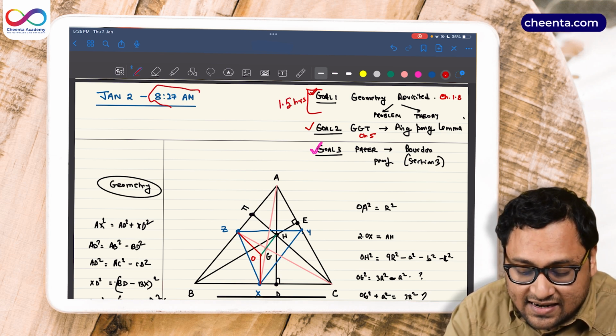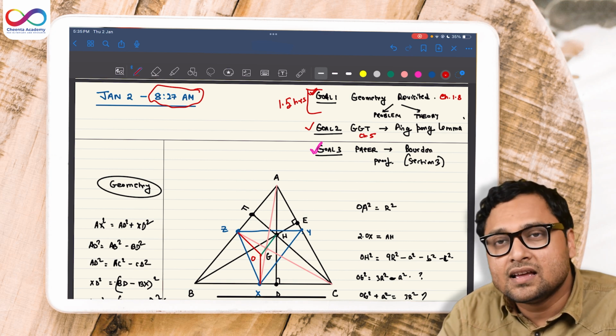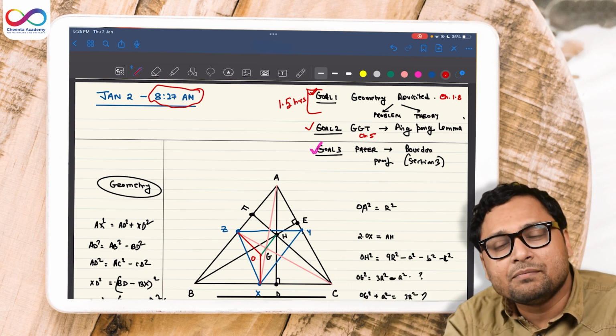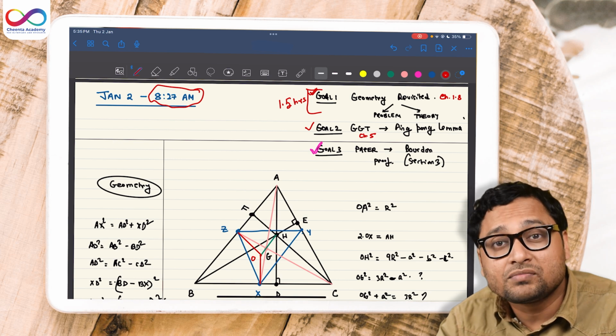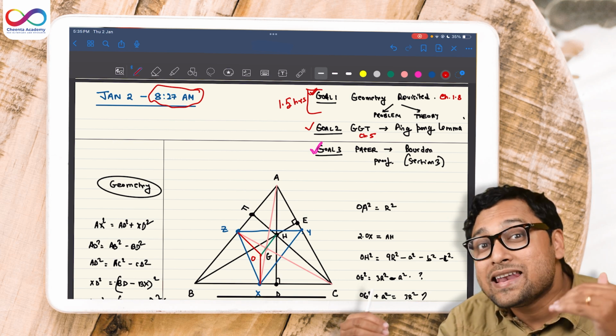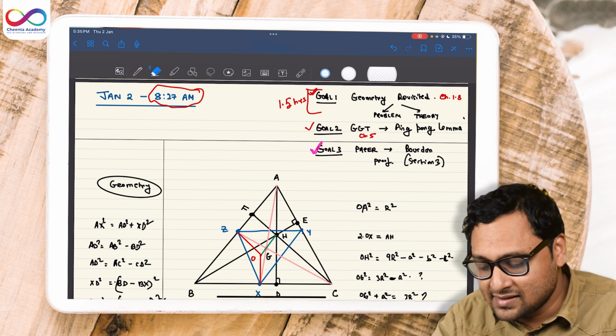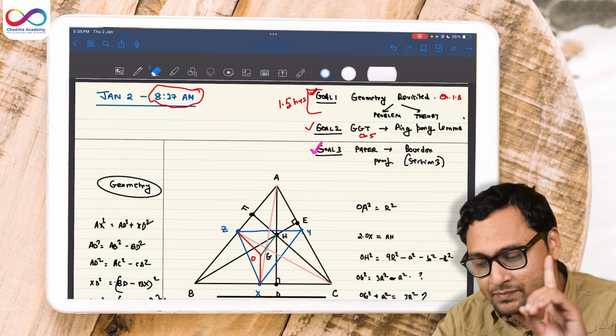This was started at 8:27 in the morning. So I also tend to put the time in the top left every day because, well, it gives me an idea about when I'm starting my day. So that's the first step.